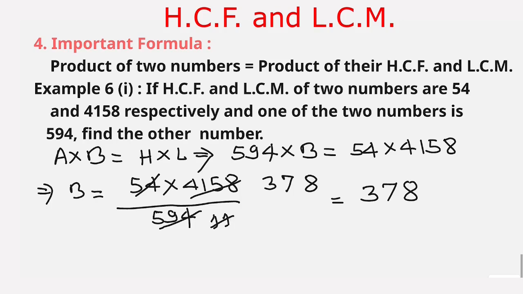One important thing I want to explain here is there are 4 elements A, B, H and L. If any 3 are given, we can find the fourth. If two numbers are given, or their product is given, and HCF is given, we can find LCM. And if LCM is given, we can find HCF. I hope you have understood this important formula. We will solve 2 more questions based on this formula. We go to the next example.